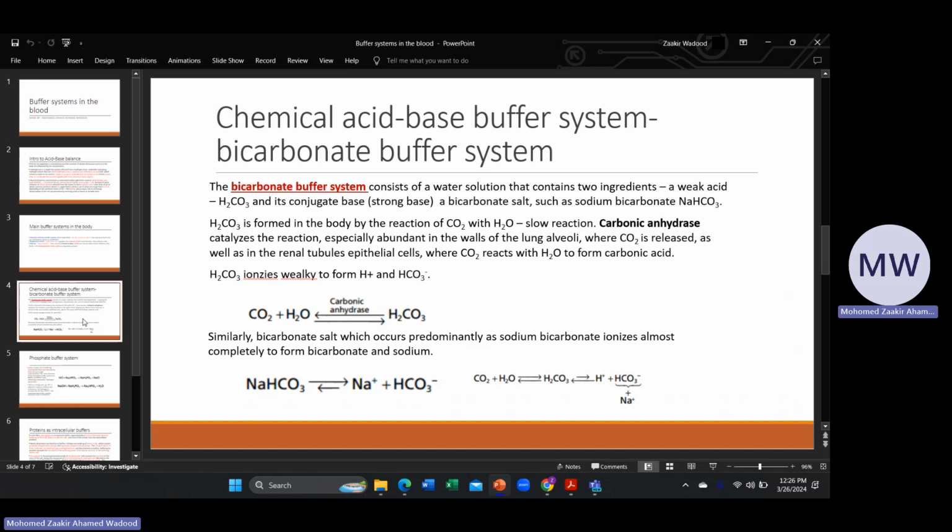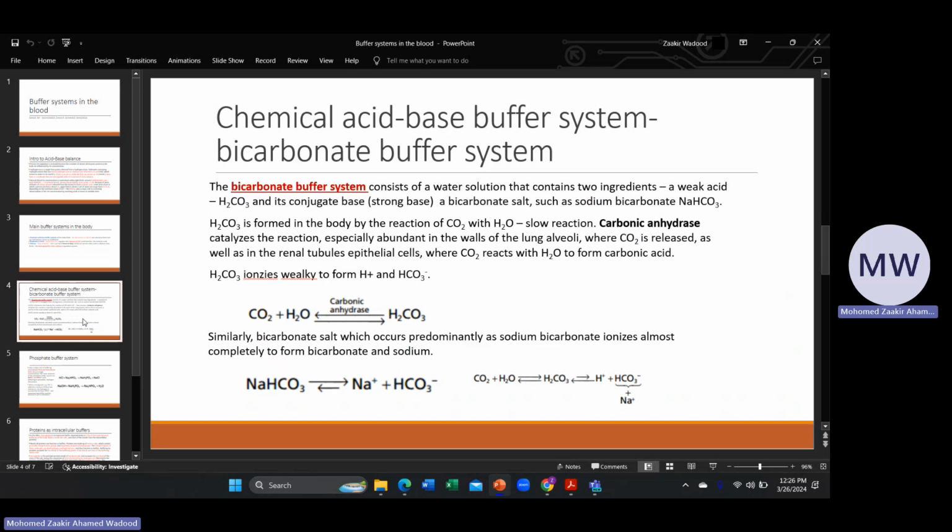So the carbonic acid is continually formed in the body through this reaction, which I've listed here below. Carbon dioxide reacts with water in the presence of a very important enzyme, which you should know for the exam, called carbonic anhydrase, which turns this otherwise slow reaction into a much faster one. This enzyme is also quite abundant in the walls of the lung alveoli, where carbon dioxide is typically released, and also in the renal tubular epithelial cells, where carbon dioxide tends to react with water to form carbonic acid again.